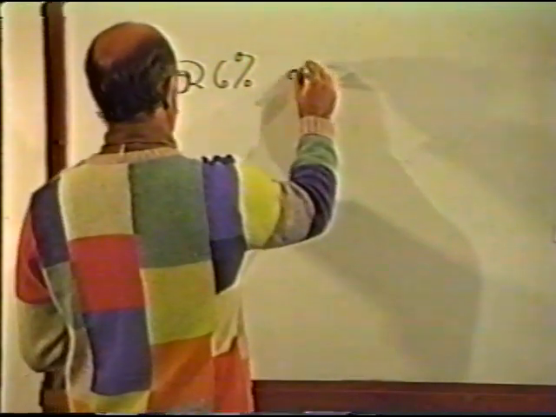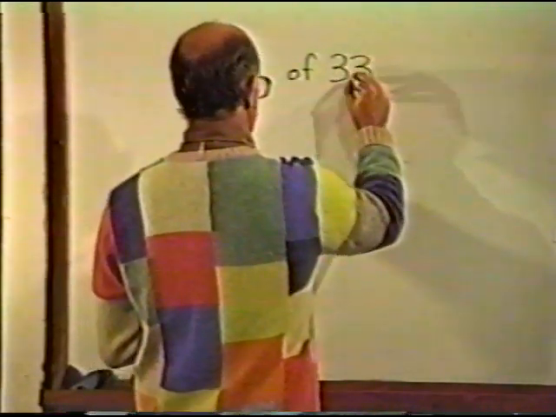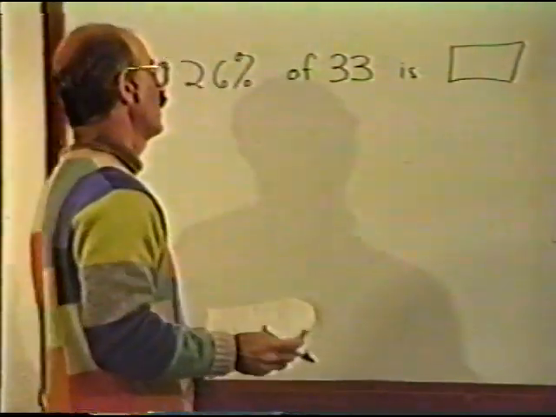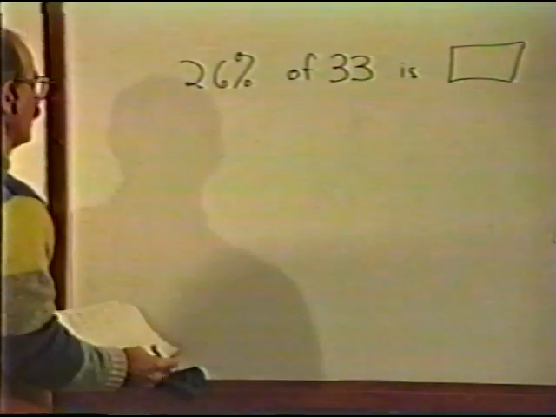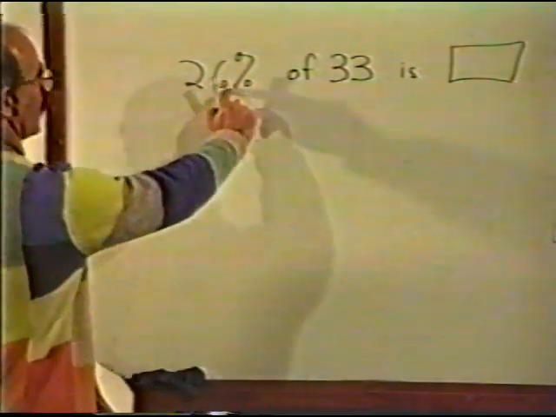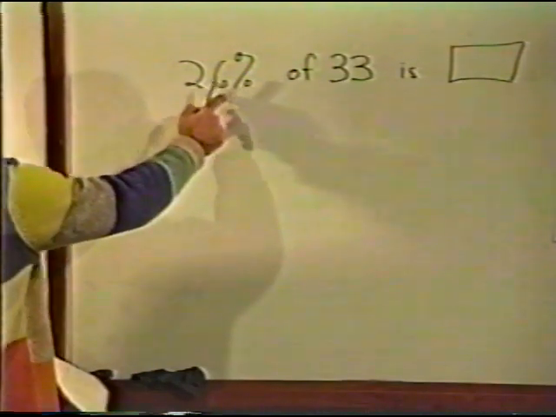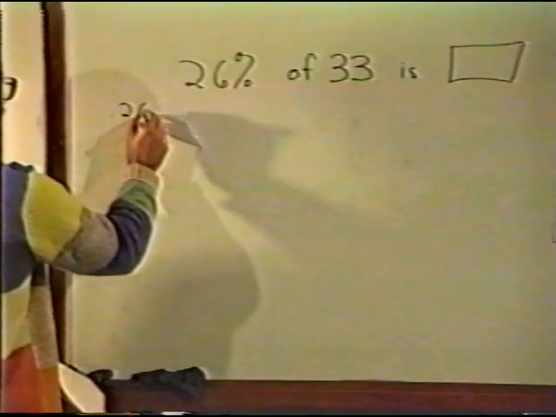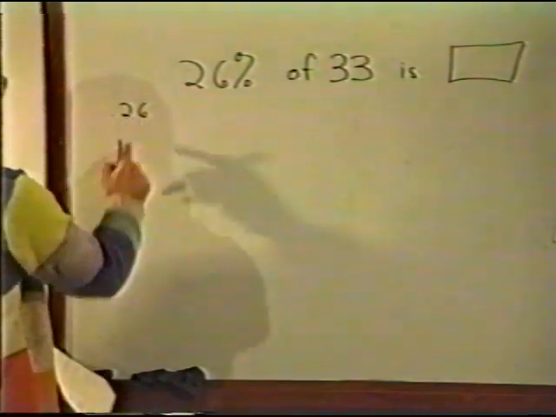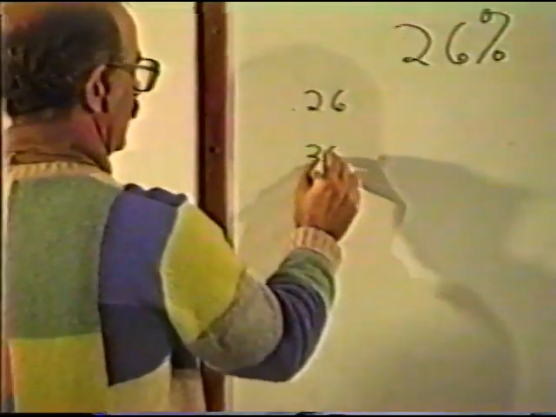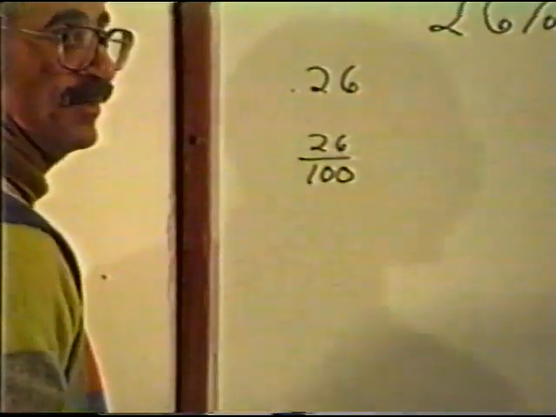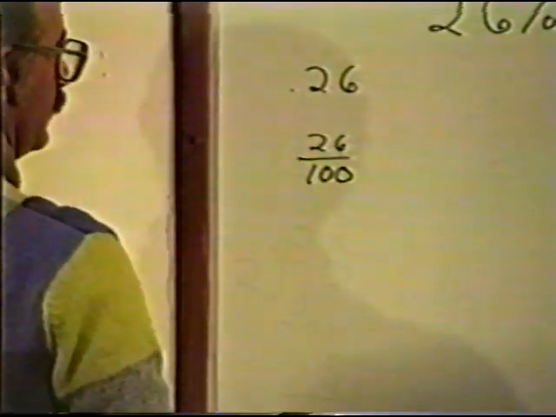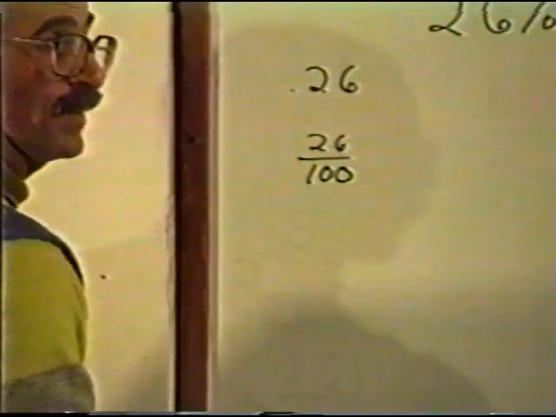26% of 33 is what? Well, 26%. Let's change it first to a decimal. Move the decimal point back 2 places to the left. We have 0.26. Please read that number. 26 hundredths. Can it be reduced? Yes. What shall we hit those numbers with? 2. 2 into 26 is?